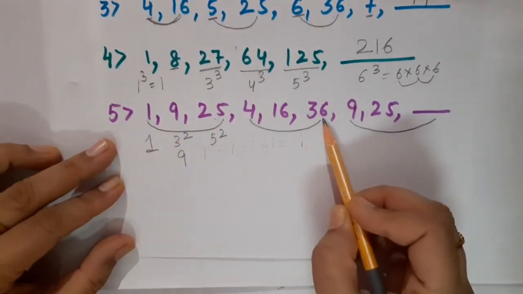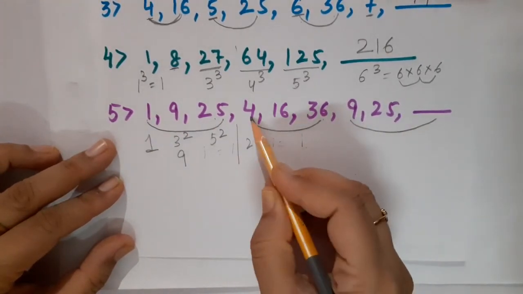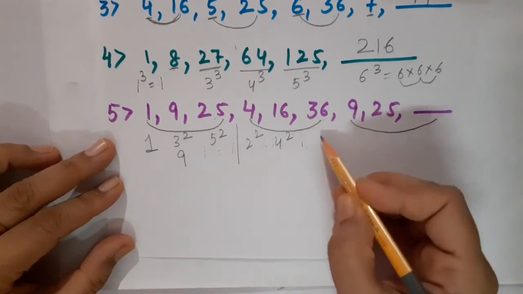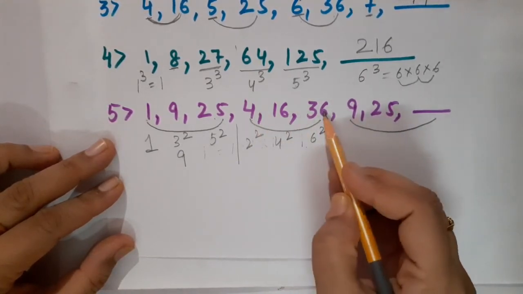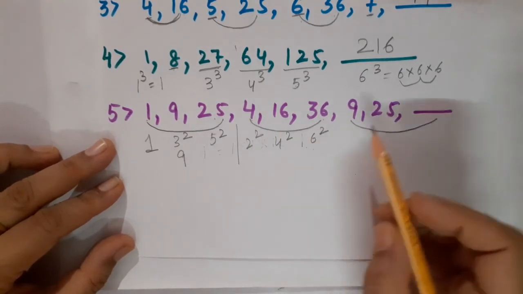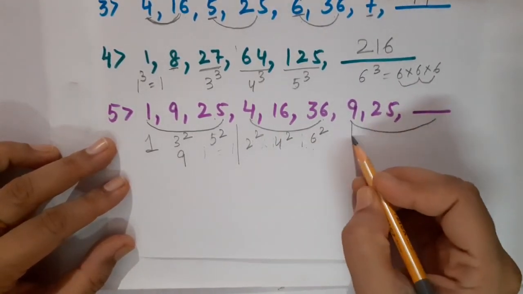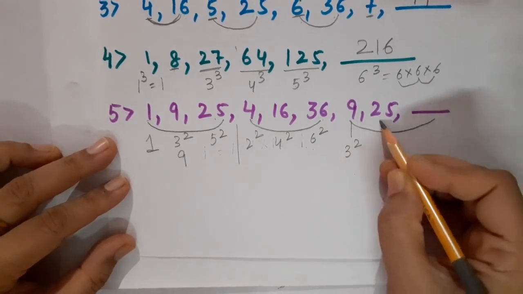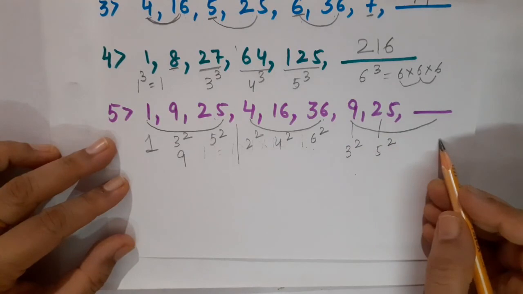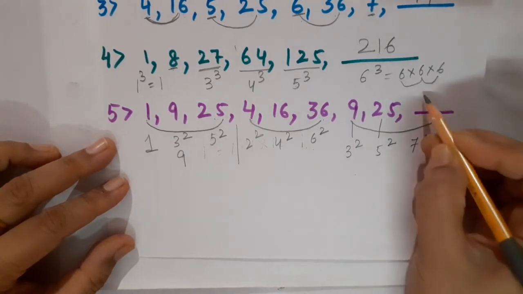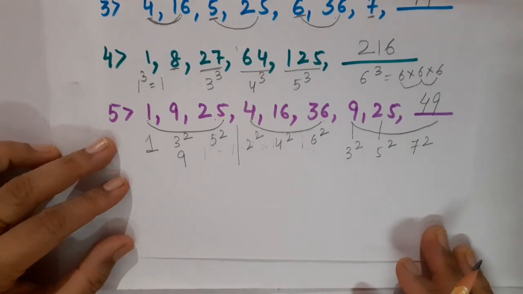So this is 1 square, 3 square, 5 square. Children, you know 1, 3, 5 all are odd numbers. Now let us switch to the next group. This is 2 square, means 2 into 2. This is 4 square and this is 6 square. That is 4, 16 and 36. They all are even numbers. Now the turn will be of odd numbers again. This is what? Correct, 3 square. This is 5 square. So children, what will be the next odd number? That is 7. So 7 square will be 49. And our series is complete.